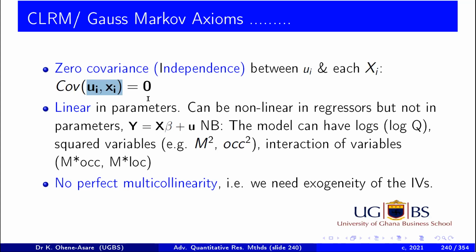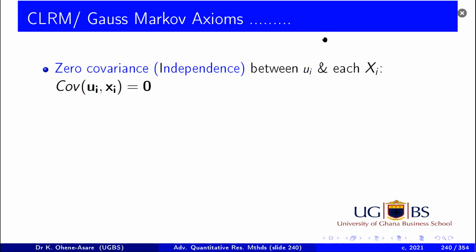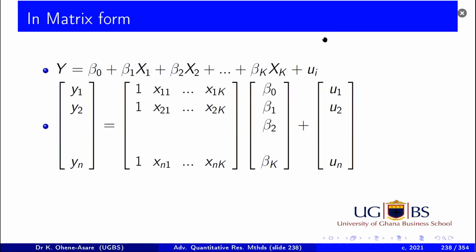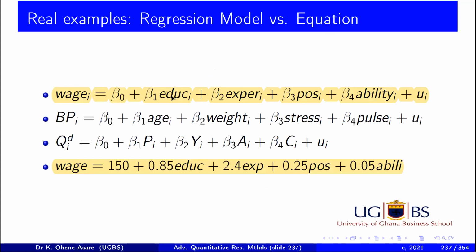What is multicollinearity? Take your pen and paper, you can write this. Multicollinearity occurs when two independent variables, not dependent, two of the x's, for example education and experience, are so highly correlated that it is difficult to separate them. It is difficult to disentangle the partial effect of one from the other on the dependent variable.